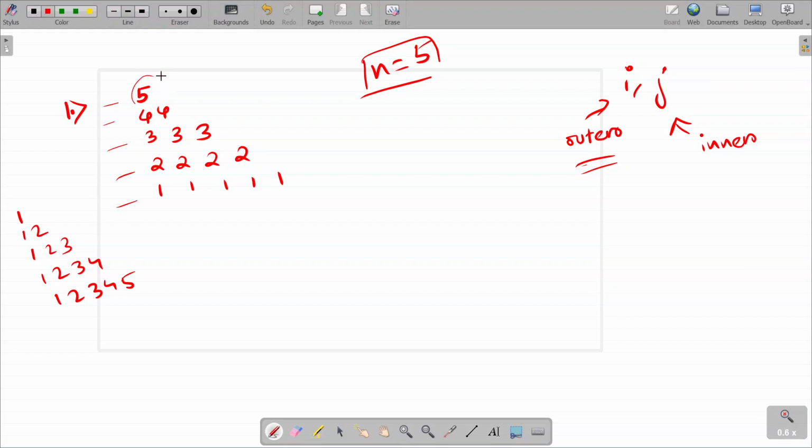So in the first line our target is to print 5, in the second line our target is to print 4 and 4, in the third line 3 3 3. So our j loop or the inner loop will be printing the content of the line, and the outer loop will be printing the number of lines. So let's start with the code part.